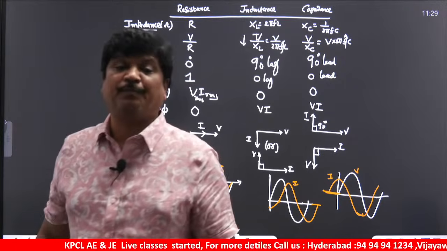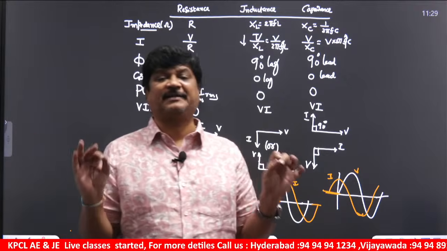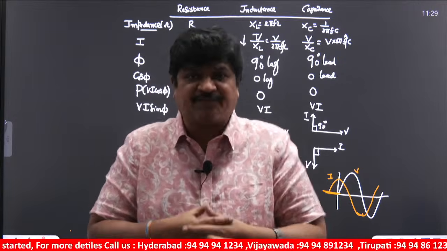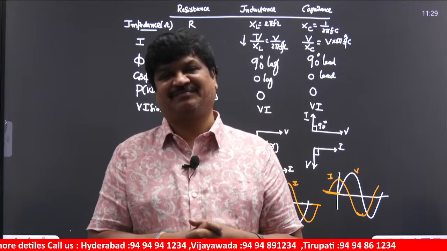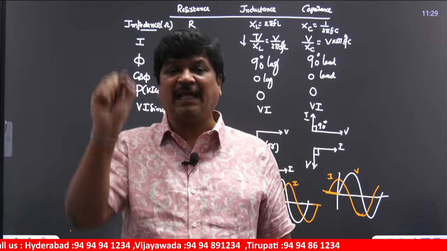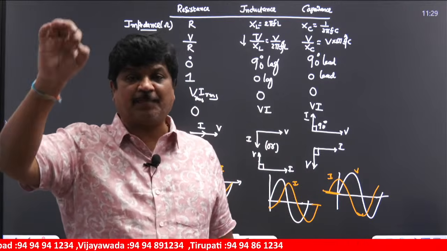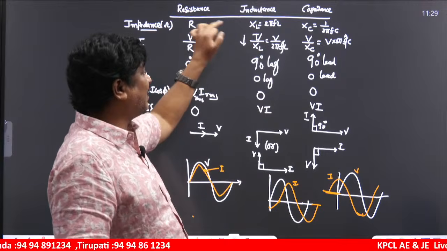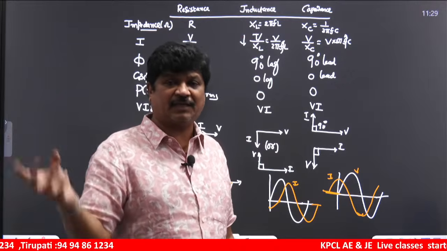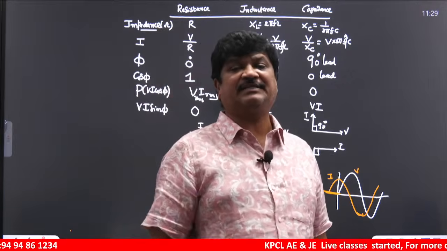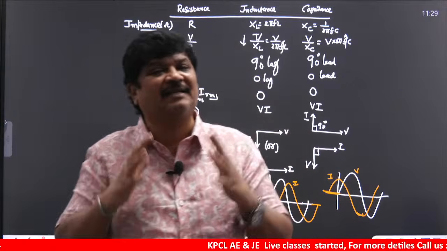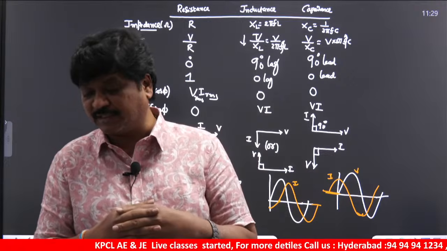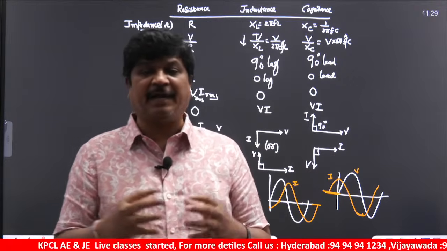Now, the most important, 100% sure question which we are going to get from an RL circuit: 99.9% there is a numerical problem, a combination of R and L. We have RL circuit, RC circuit, RLC circuit. Their numericals are more important. Problems are important. We have to do the problems in that.